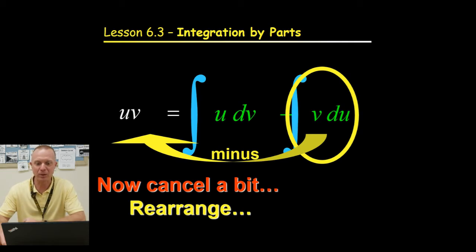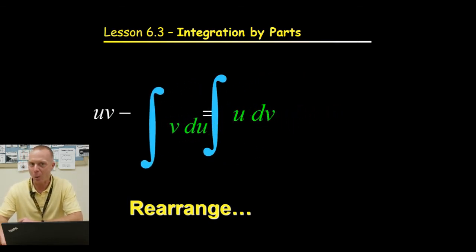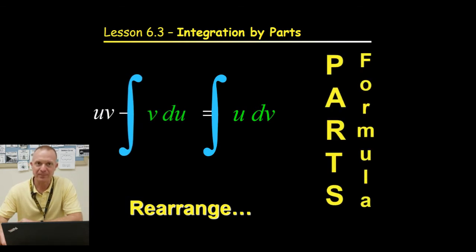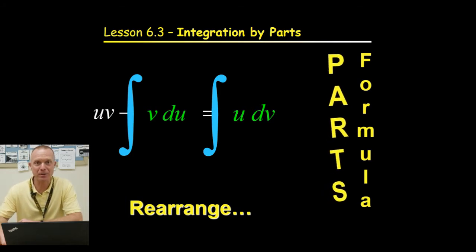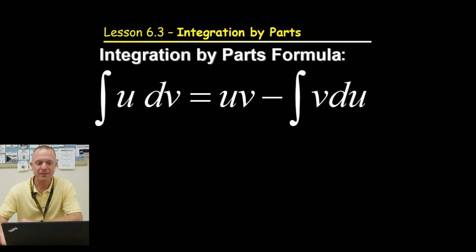So let's subtract the integral of v du, and once it gets itself parked over there, we actually end up with a formula. It's a formula that you're going to get to know as the parts formula. And the parts formula says that the integral of u dv is equal to uv minus the integral of v du.